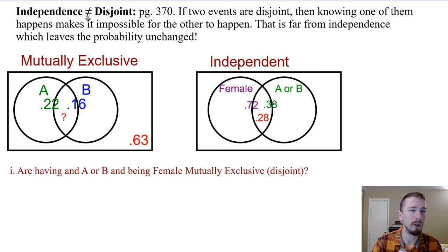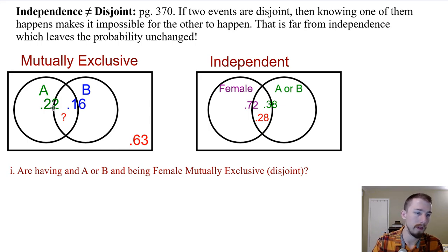All right, so disjoint and independence, they're completely different things. So let's see if we can kind of break that down. If two events are disjoint, then knowing that one of them happens makes it impossible for the other to happen because there's no overlap. That is far from independence, which leaves the probabilities unchanged. So independent, they have to overlap. The mutually exclusive ones, they can't overlap.